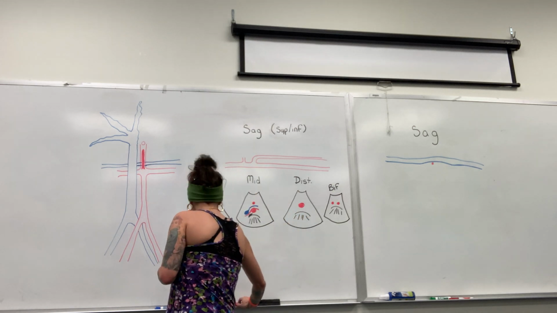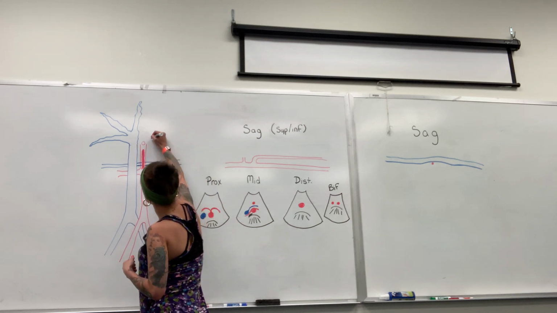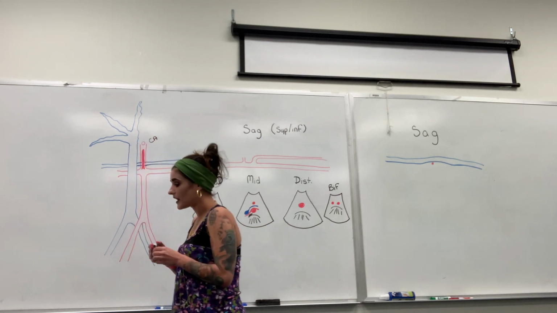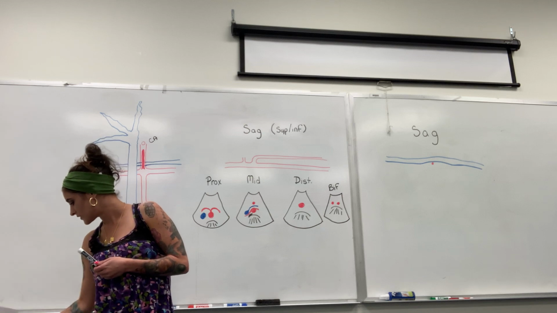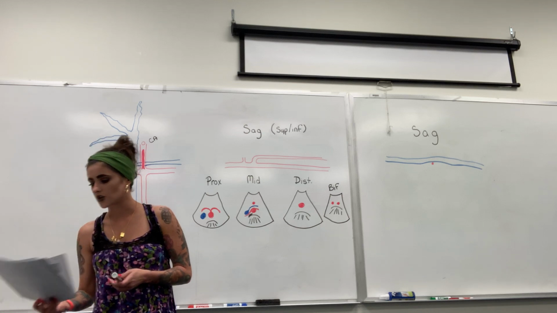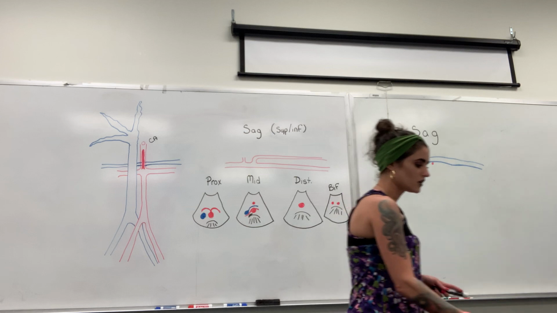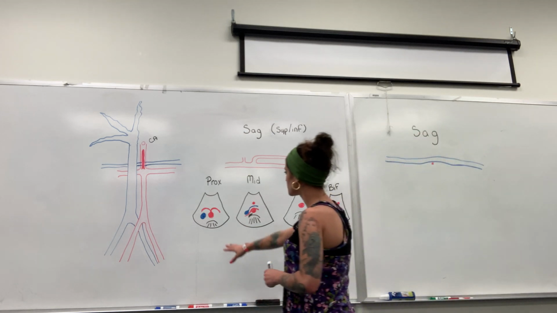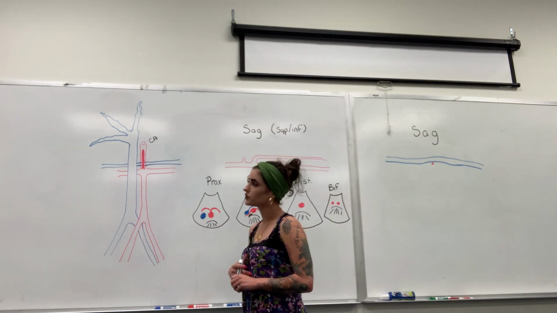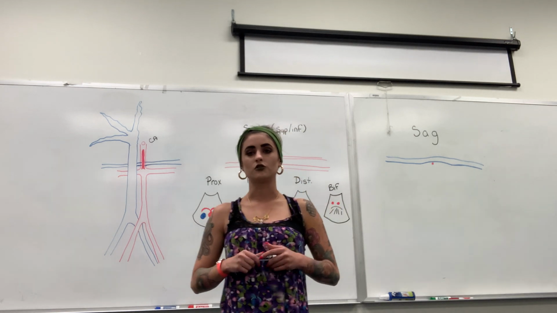So written out, you're going to see it written as CA. Now the celiac axis is going to be that first branch, and it's going to have three different little branches off of it. So if we're looking at the different branches, we'll just discuss the three branches and then we'll move to the ultrasound images.